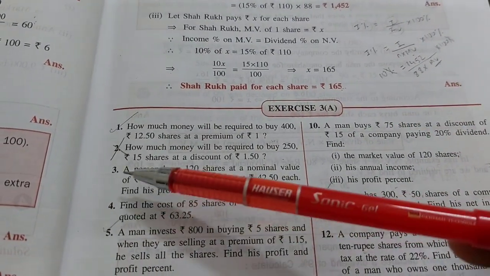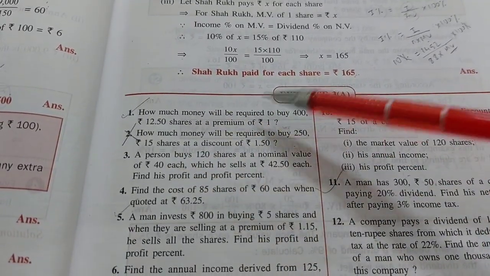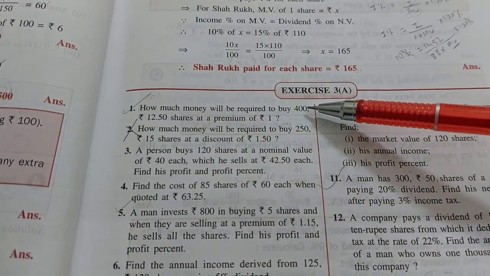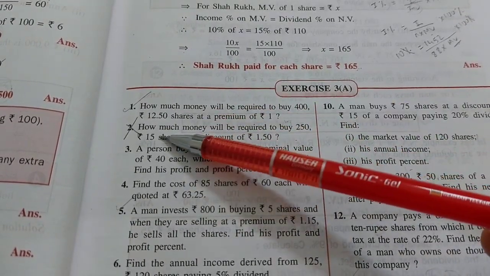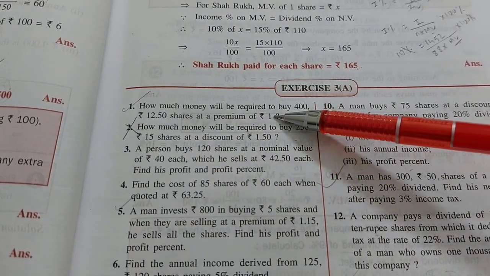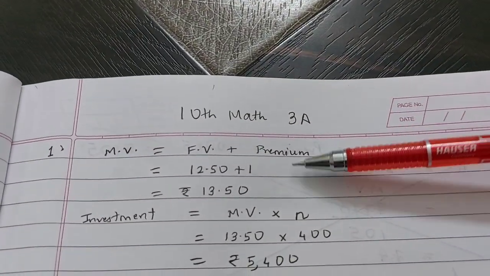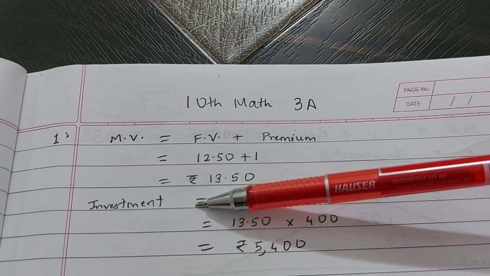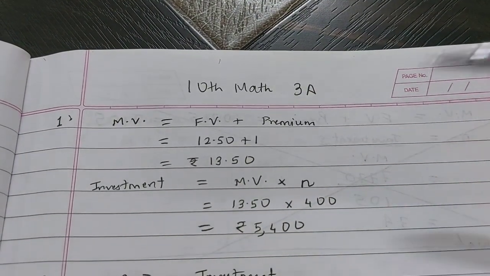Now, in this exercise, cancel the second sum. It's very easy. Let's start with the first sum. How much money will be required to buy 400? Always write the data first. So N is equal to 400, number of shares. Rupees 12.50 shares, that's the face value. At a premium of rupees 1, so the market value will be 12.50 plus 1, 13.50 rupees. So that's the market value. And the total investment is always market value into number of shares, which turns out to be 5,400 rupees.